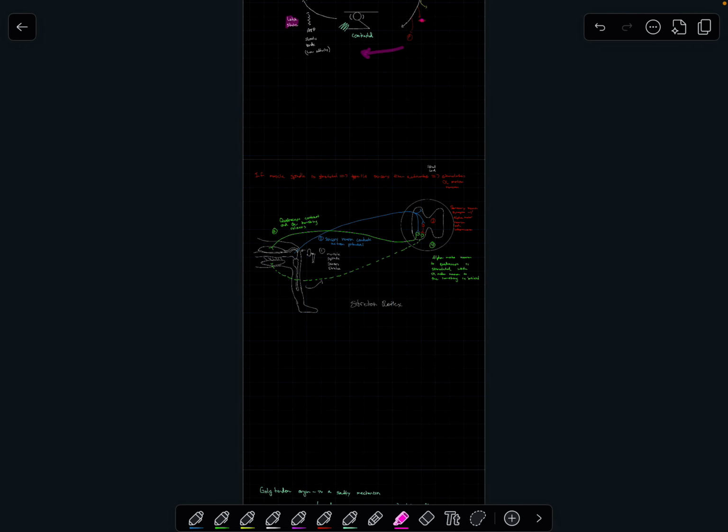Now I'm going to take a look at muscle sensory receptors, muscle spindles, and Golgi tendon organs.